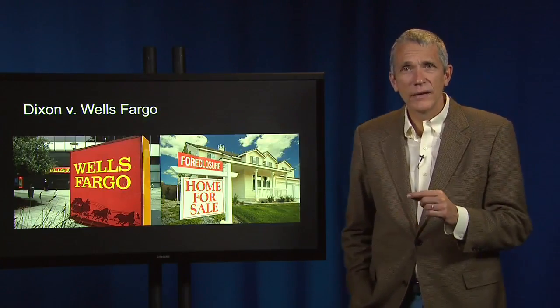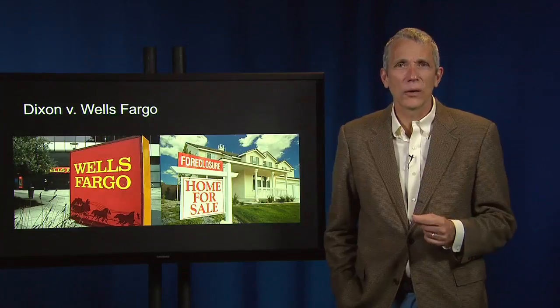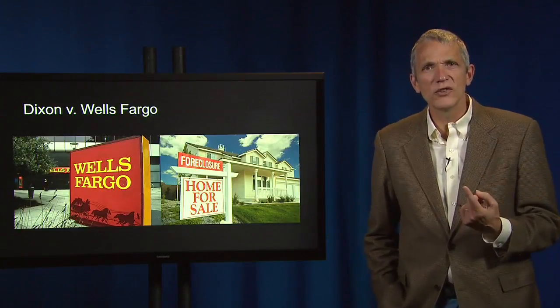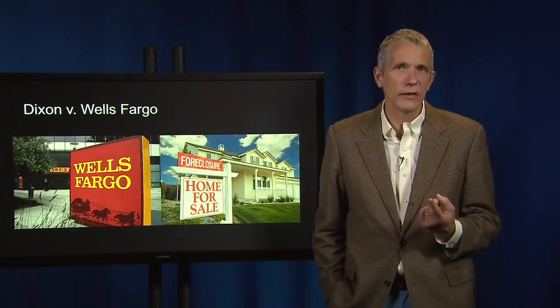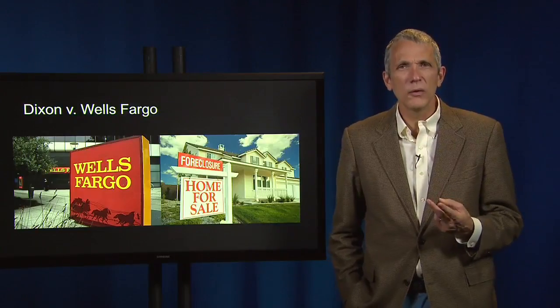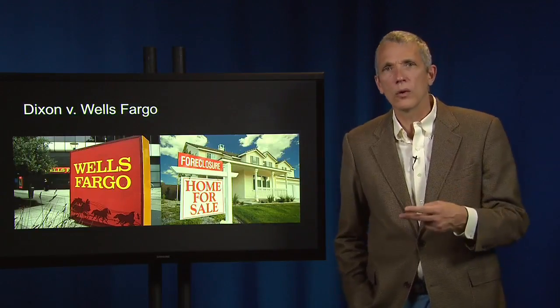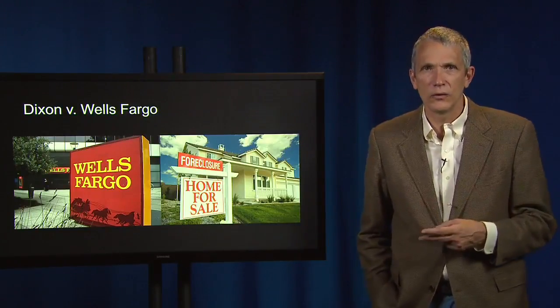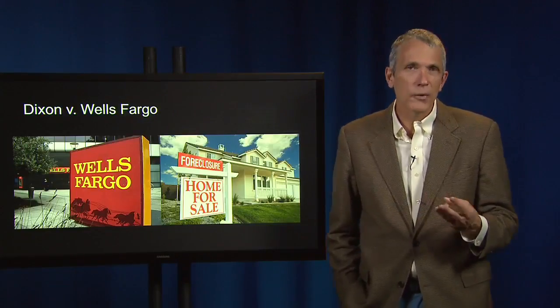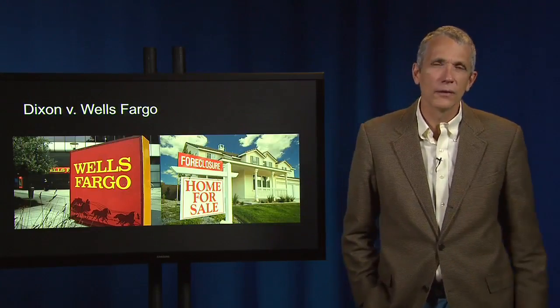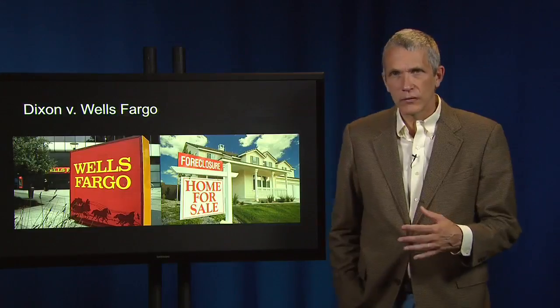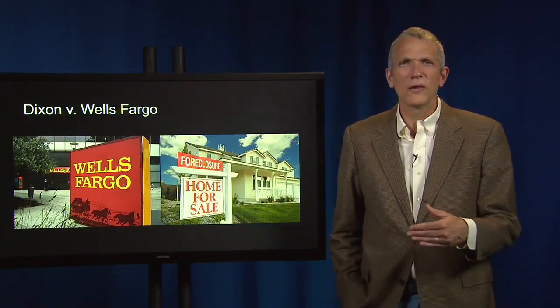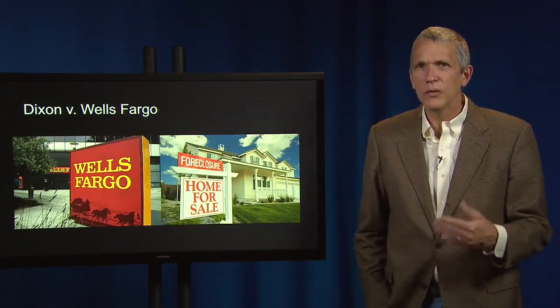The plaintiffs initiated suit in state court seeking, number one, an injunction prohibiting defendant from foreclosing on their home, number two, specific performance of an oral agreement to enter into loan modifications, and number three, damages. The defendant, Wells Fargo, removed the case to federal court and then moved to dismiss.